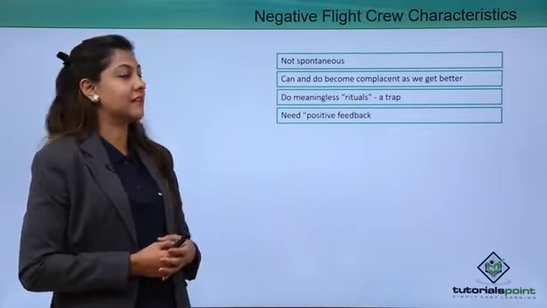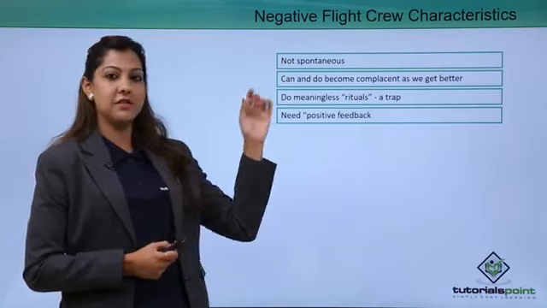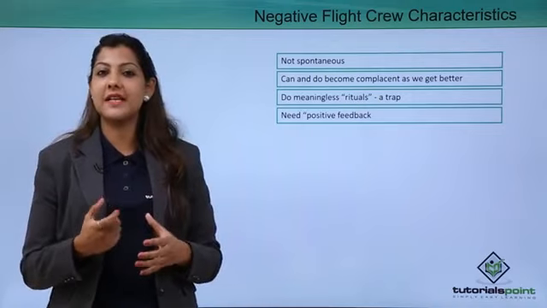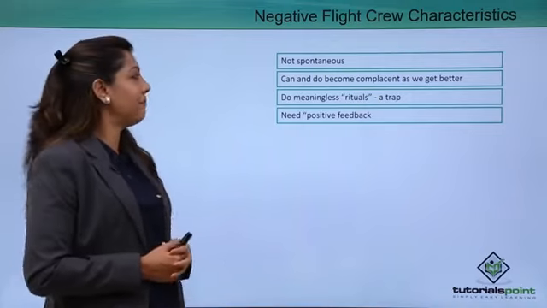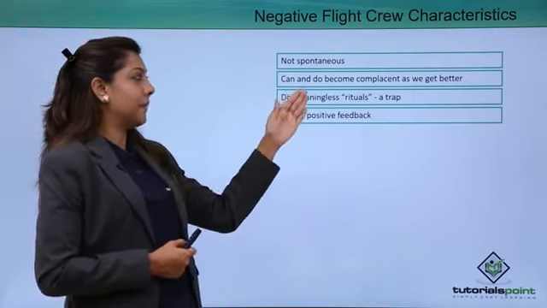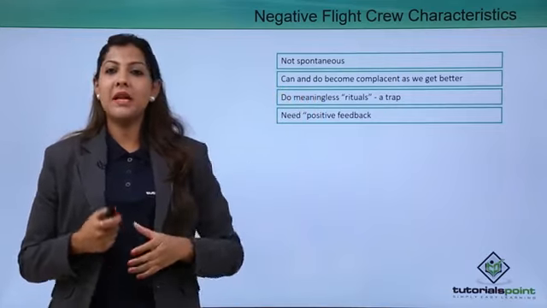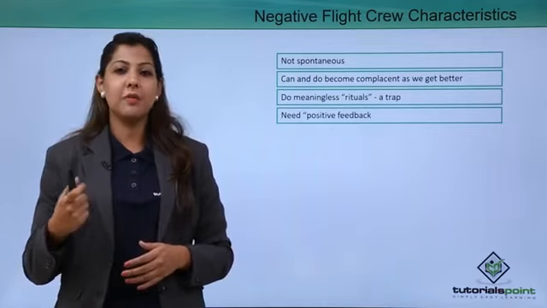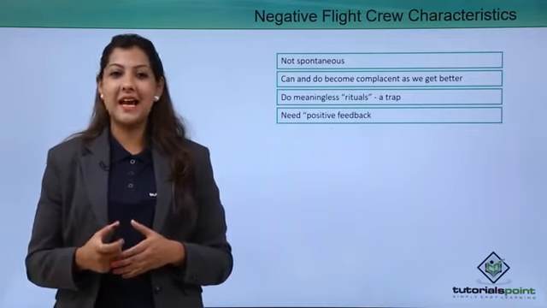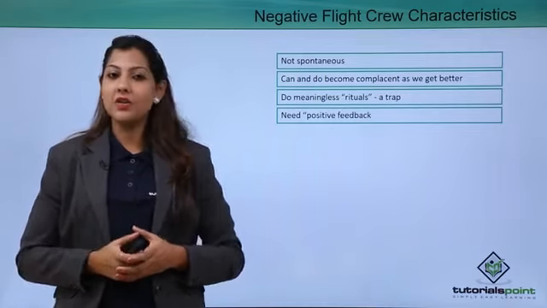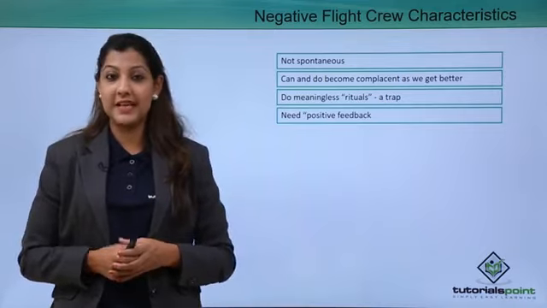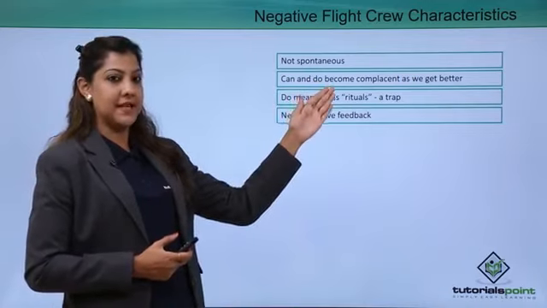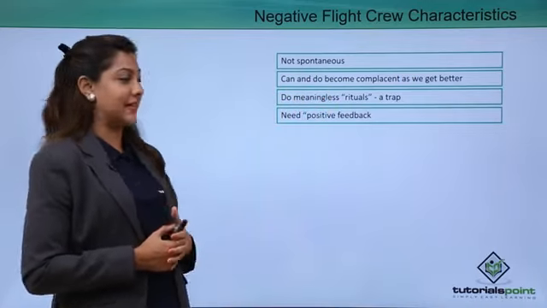Some of the negative characteristics are that they're not very spontaneous, meaning they're not very quick at decision making or at understanding what the situation demands of them. They can and do become complacent as they get better. What happens, friends, is that once you start flying as a cabin crew member, after a couple of years you become stagnated, very lethargic and lax about a lot of things, and you feel that you know it all. That is the time when you become very complacent, and that can work against you at times.